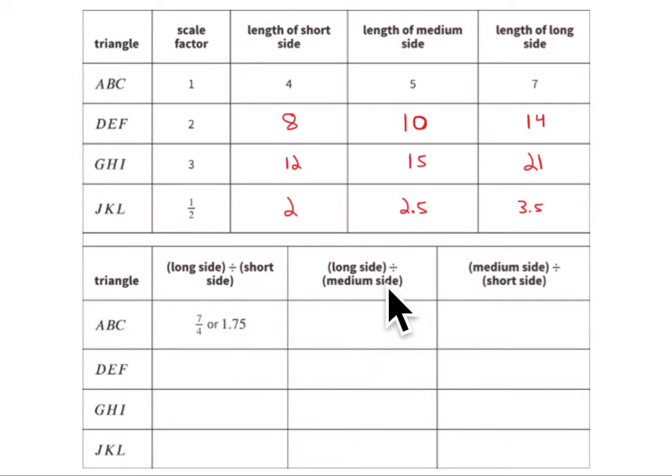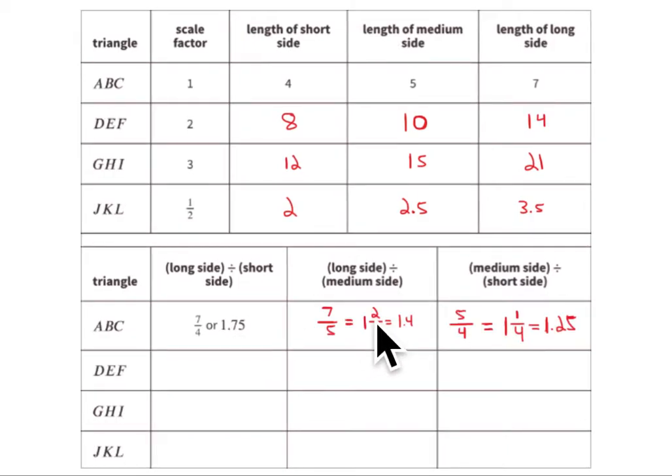How about the long side compared to the medium side? Well, the long side is 7 units. The medium side is 5 units. So the long side is 1 2/5. So it's 2 more fifths longer than the medium side. So that's the same as 1 4/10. So it's 1 4/10 as long as the medium side.